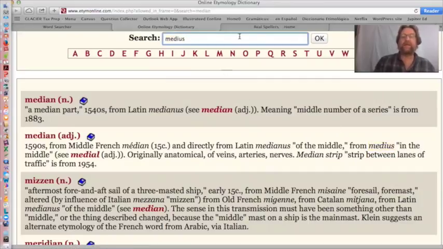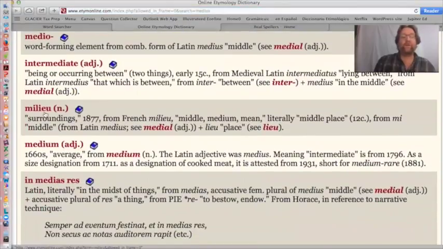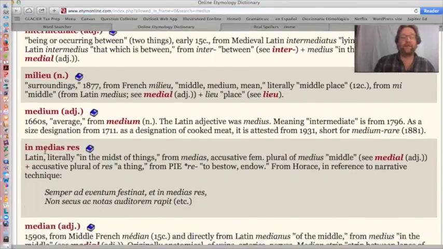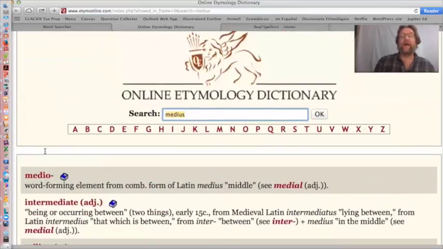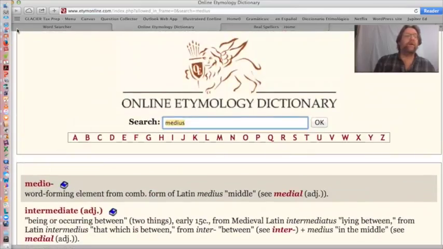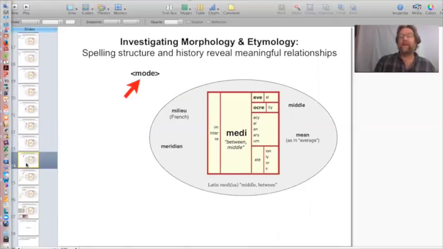And if I paste that in here, look at the words. There was my milieu. That's how I found it. And medium is there. And these are words that are etymologically related. When I'm doing this work, Etymonline can help me find which words share a root, but I have to do the word sums to find out which ones share the base.